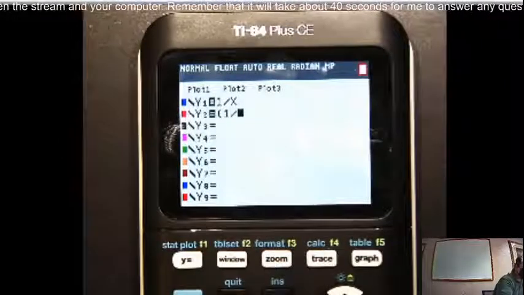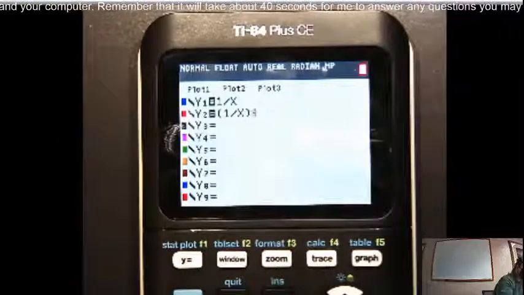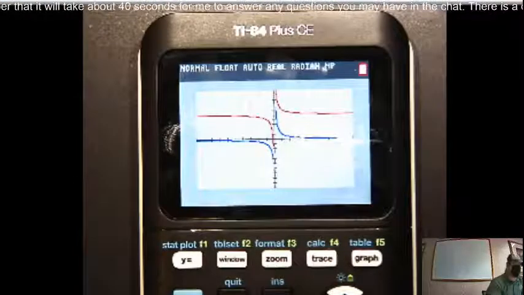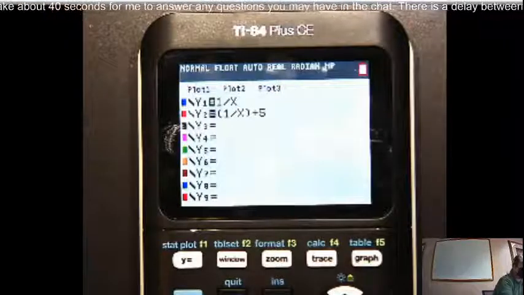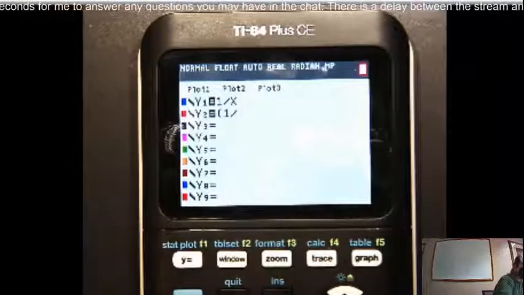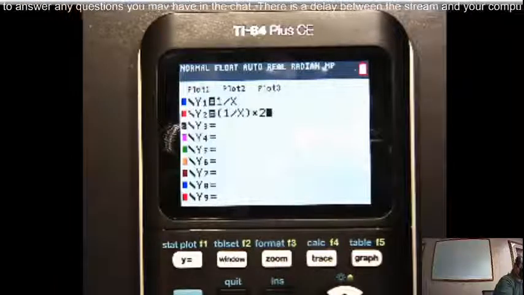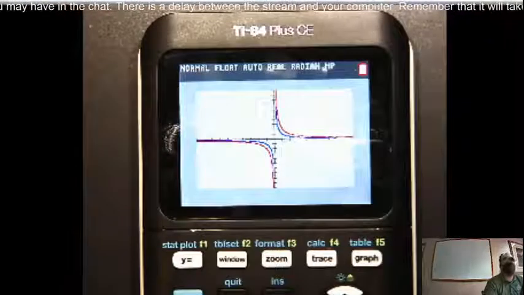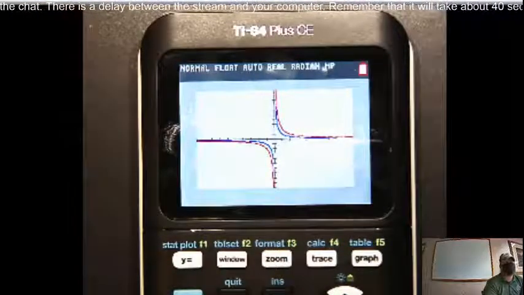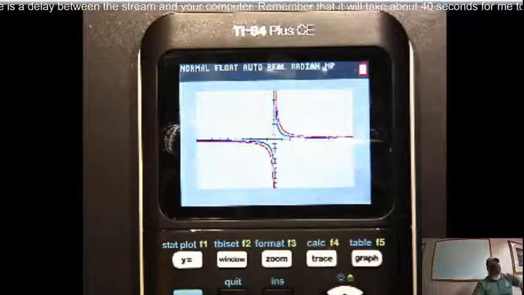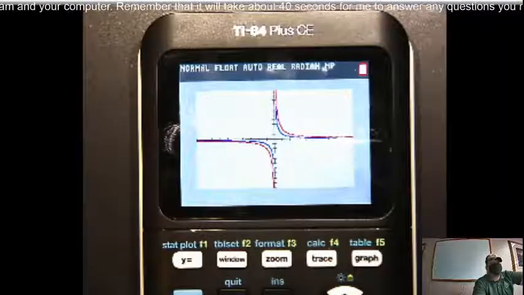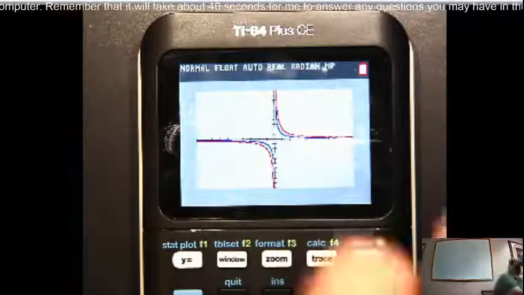So 1 over x plus 5, of course, just shifts the graph up 5 places. 1 over x times 2, same thing that we just had before, isn't it? It just increases the slope of the line. Okay, so these are the things that we can expect to see in any function.